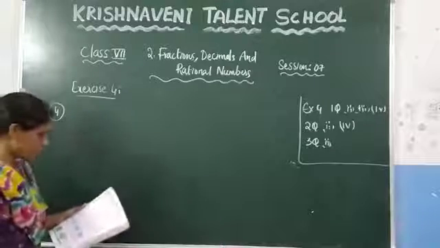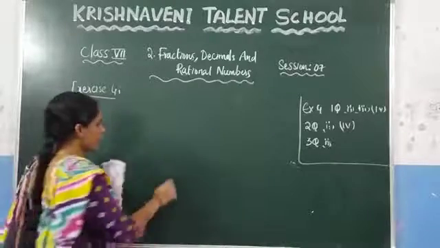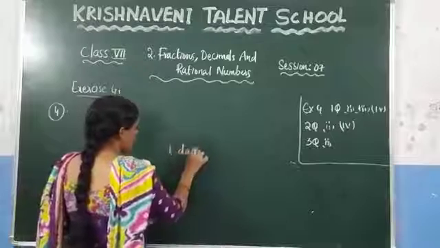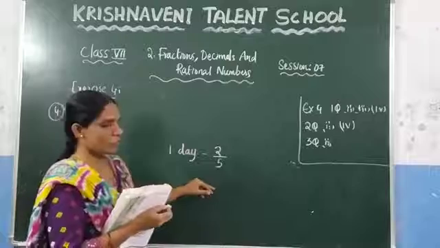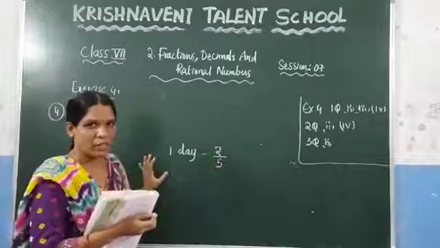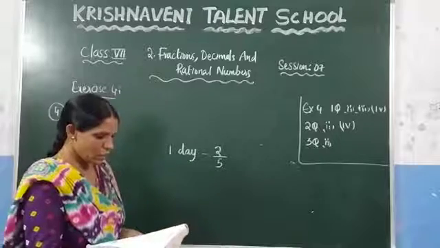What this question says here: Deepak can paint 2/5 of the house in one day. That means in one day he painted 2/5 of the house. That means 2/5 part of the house he painted in one day. Now how many days does he need to paint the whole house?